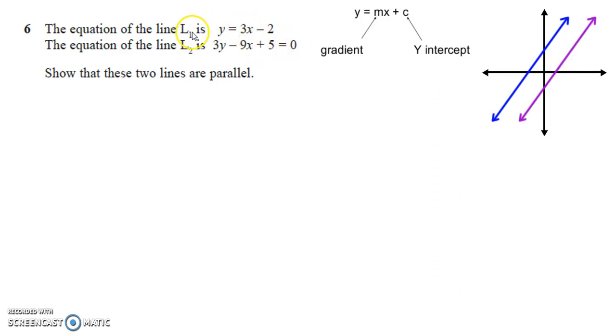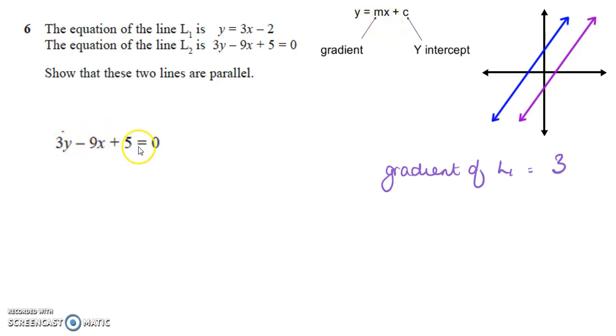If we look at the first one, L1, it's already in the form y equals mx plus c. So the m is actually the 3 in front of the x. That's the gradient. So we can say the gradient of L1 is 3. So we kind of know that the gradient of L2 must also be 3, because we've got to show that the two lines are parallel. So what are we going to do with this equation to show that the gradient is 3? Well, let's try and get it into the format of y equals mx plus c.